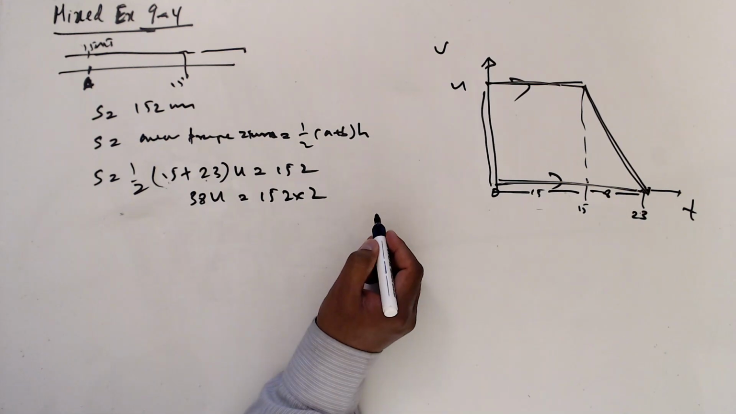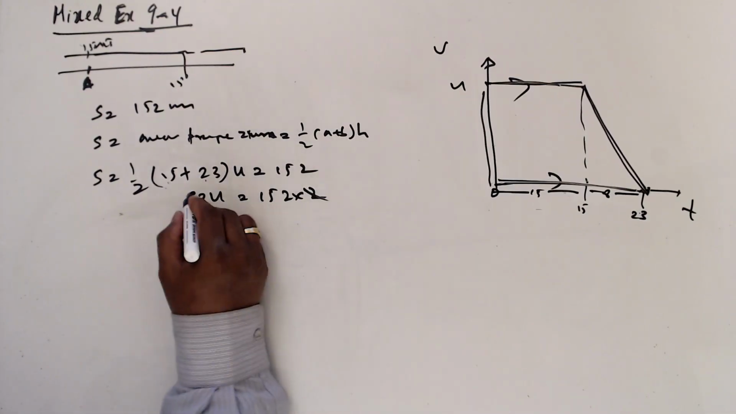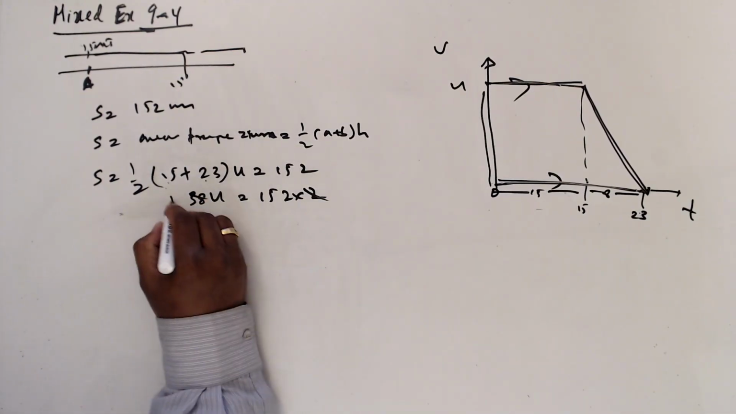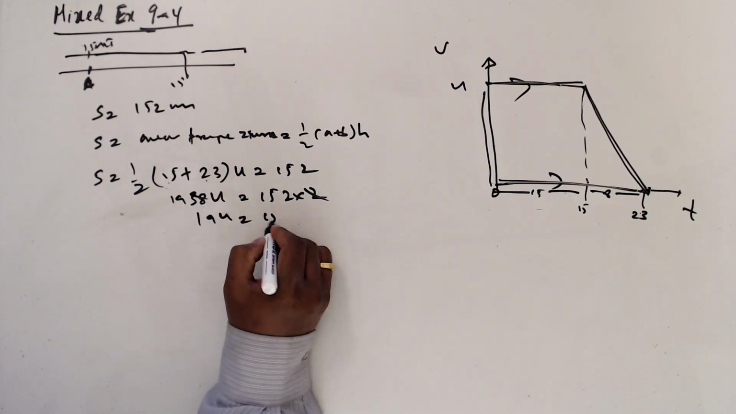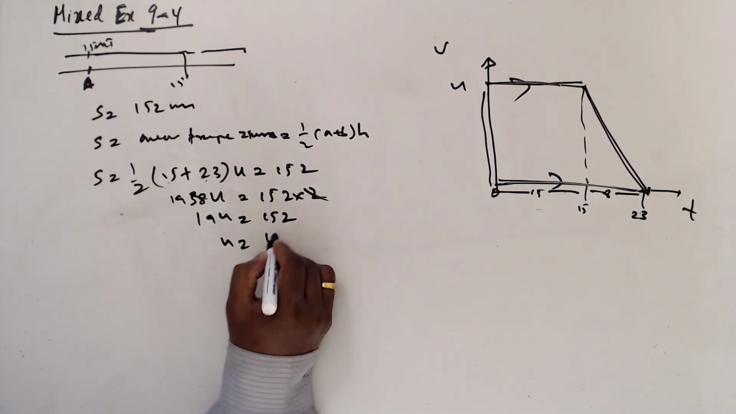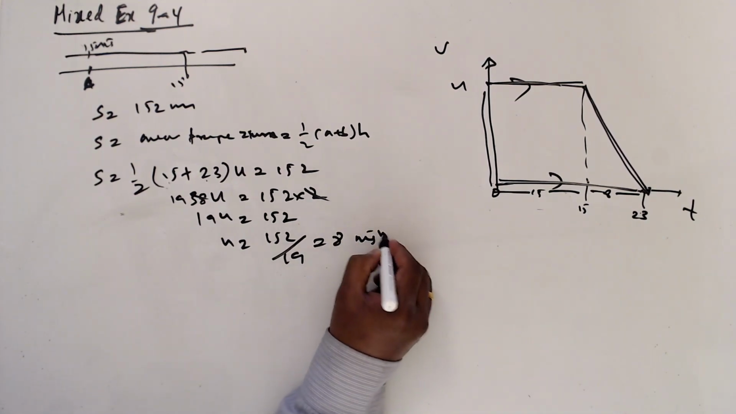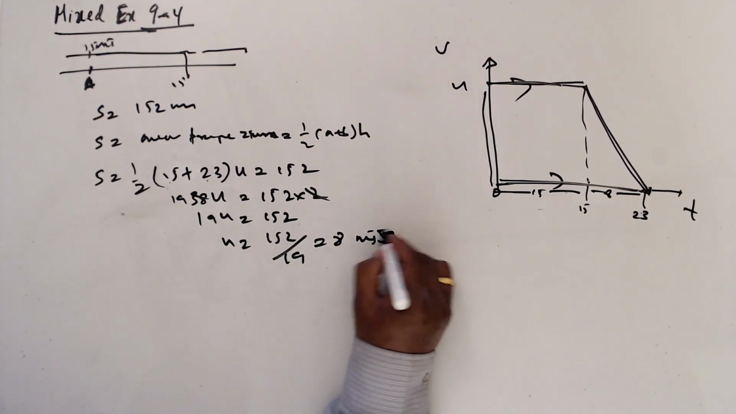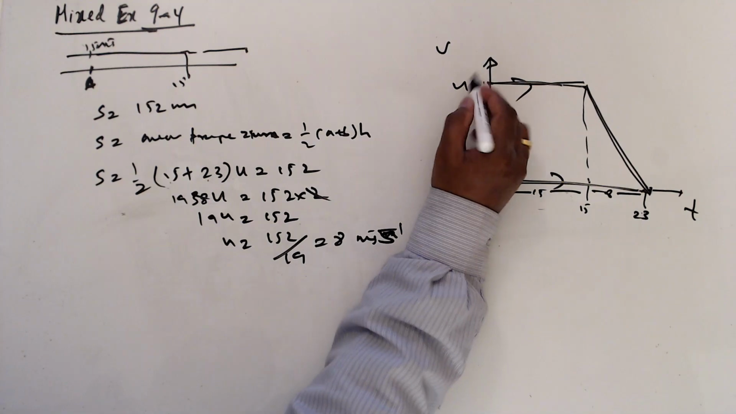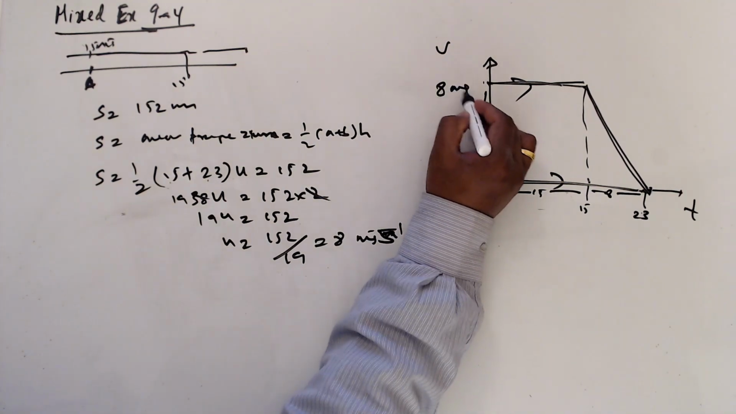Times 2, so the 2s cancel out. This is 19u equals 152. u equals 152 over 19, that is 8 m/s. So the speed is 8 m/s.